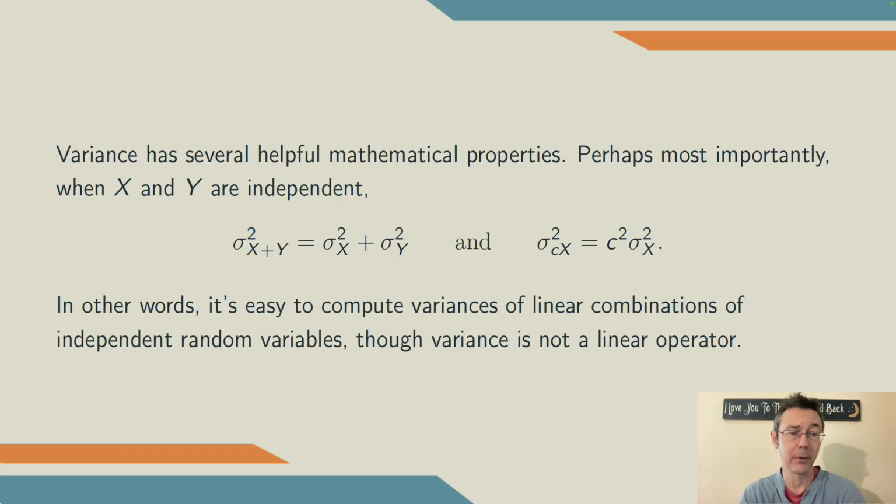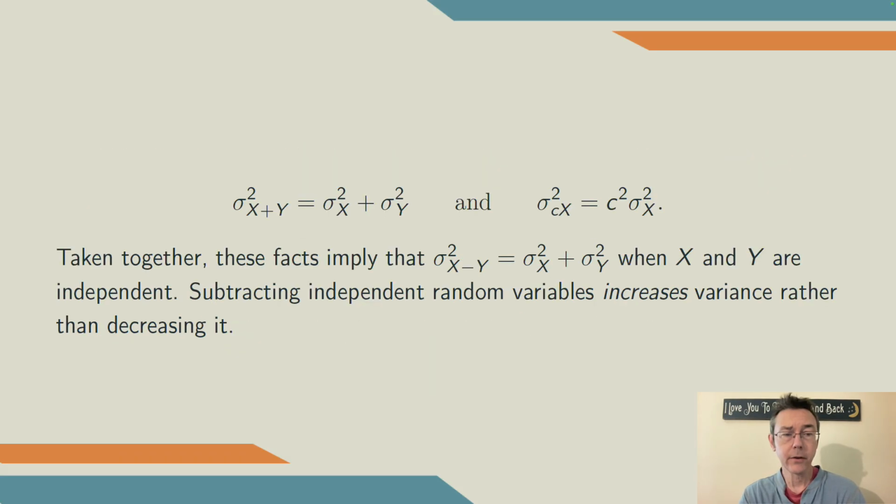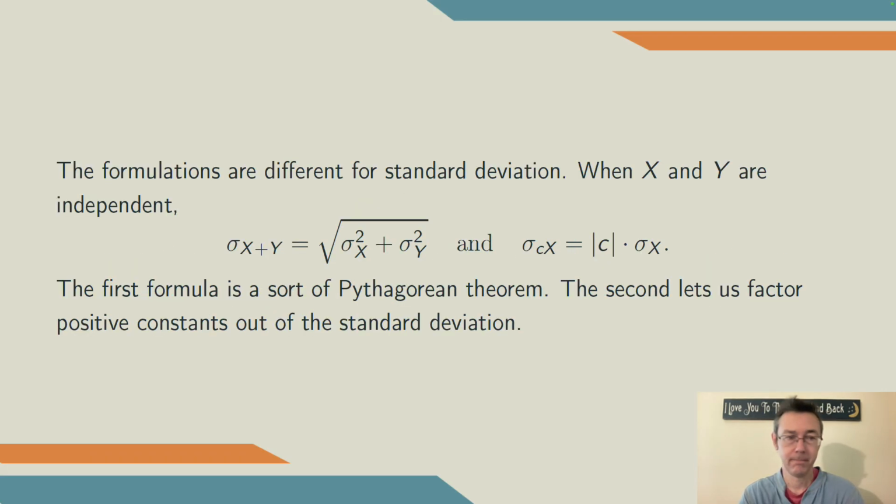In other words, it's pretty easy to compute variances of linear combinations of independent random variables, although variance is not exactly a linear operator. Taken together, these two facts imply that the variance of a difference is the sum of the individual variances when x and y are independent. In other words, subtracting independent random variables increases the variance, increases the variability, rather than decreases it.